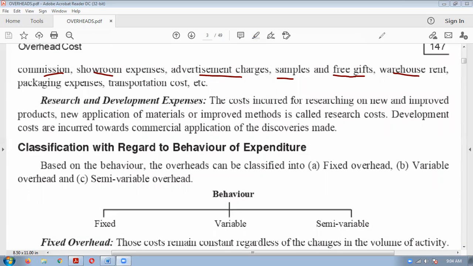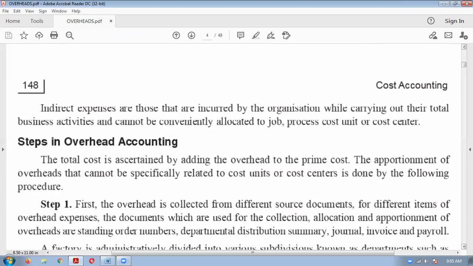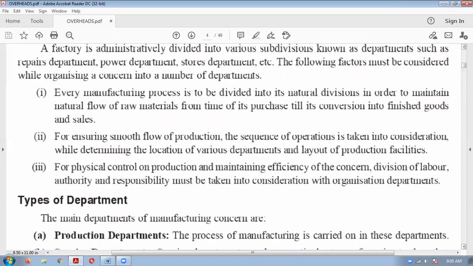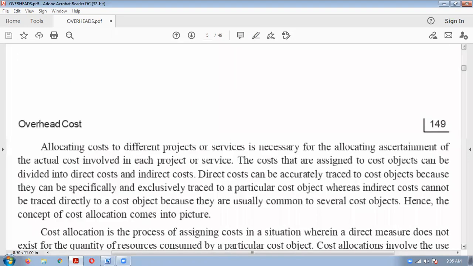So this is the functional classification. Here you have to see which function of an organization the expense is related to. Then based on that, we will put it into different functions. If the expense is related to the factory, we will put it under factory overheads. If it is related to office function, office activity, it will come under office overhead. If it is related to sales, it will come under selling function. Clear?